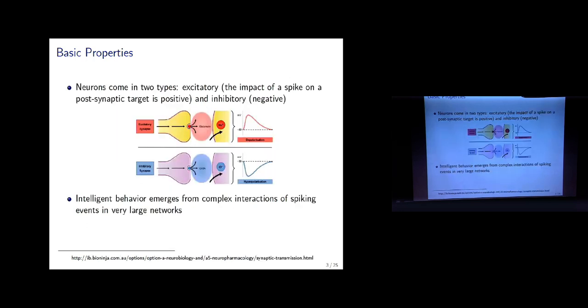Now, neurons come in two types, excitatory and inhibitory. The important difference is that the effect of spiking in a presynaptic cell can either cause more or less spiking in the postsynaptic cell. And intelligent behavior, people like you and me, are thought to arise by very complex interactions of spiking events in very large networks.